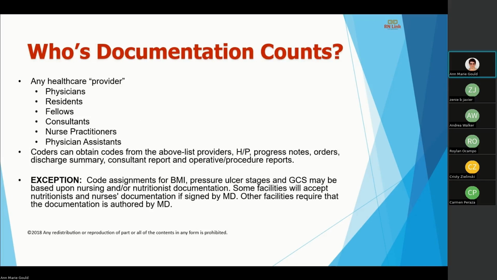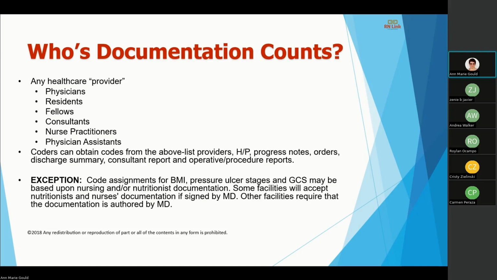Okay, whose documentation counts? When you're looking at the health record, you have the consultant, the attending provider, and any healthcare provider on that record. It could be a physician, residents, fellows, consultants, nurse practitioners, physician assistants, who are also considered providers. So coders can obtain codes from the above listed providers, whether it's an H&P, progress notes, orders, discharge summary, a consult report, or operative procedure reports. Okay. There is one exception though.